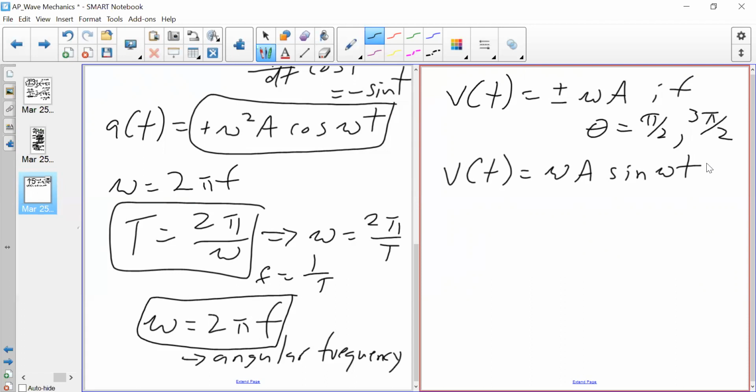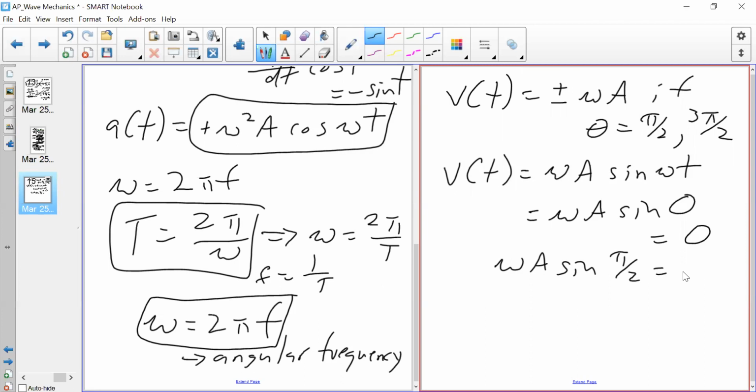Now we have those 5 angles. Theta is 0, then pi over 2, and so forth. At theta equal to 0 this is just 0, so there's no speed. Then theta is pi over 2: we have a maximum, so that's just going to be 1, so that's plus omega A. You're getting these points so we can graph with respect to theta.